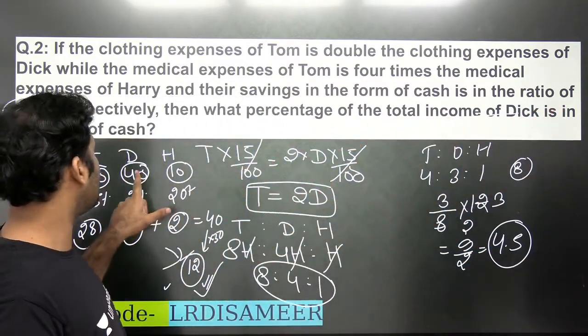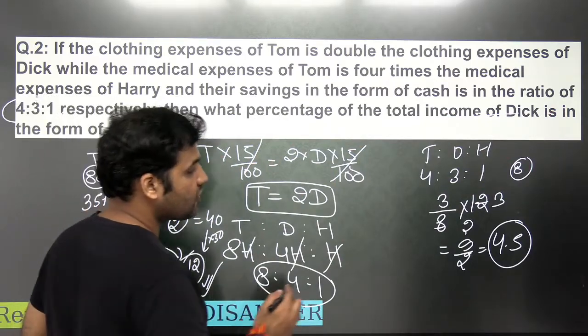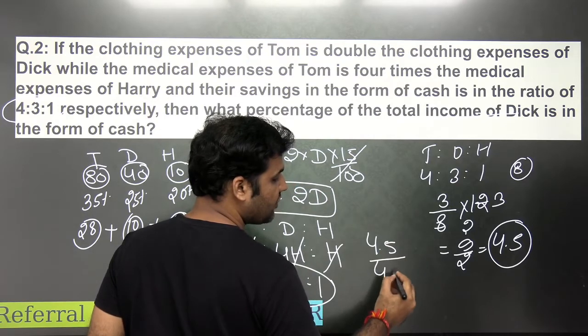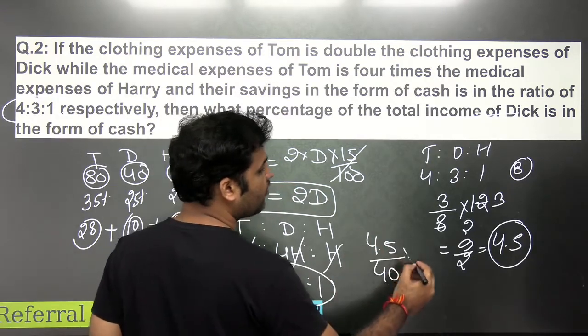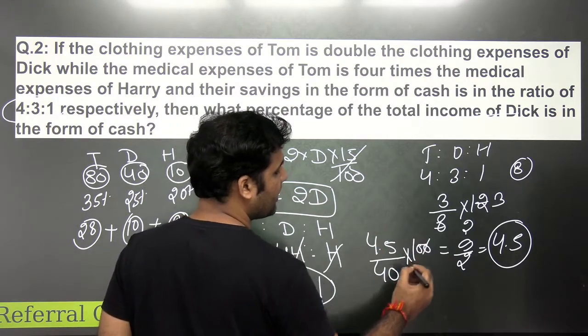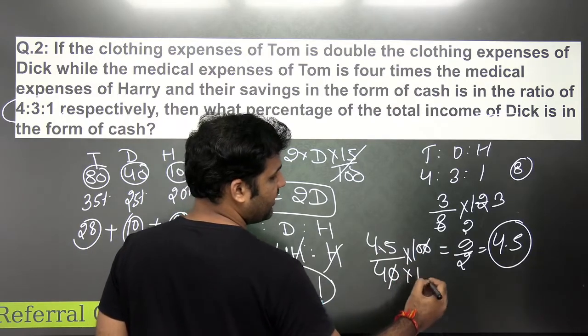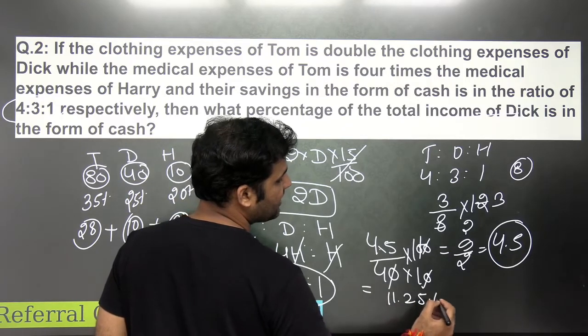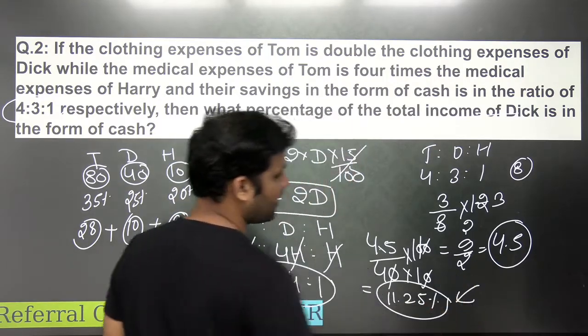What is the total income of Dick, guys? Total income of Dick is 40. So we are supposed to find out 4.5 is what percentage of 40. That is your answer. 4.5 is what percentage of 40, guys? You see, this will be 45/4. This is 11.25%, and this is the answer of the question.